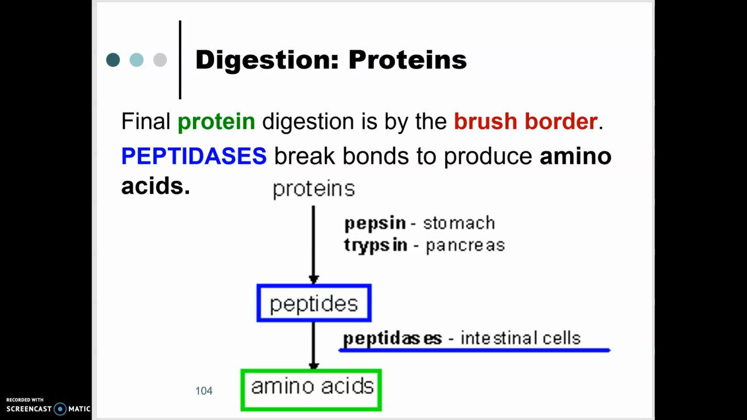So the final digestion of the protein is going to take place again at the brush border. That's where we're going to find those peptidases, and those peptidases are going to take those peptides and break them down into amino acids, which we can readily absorb.